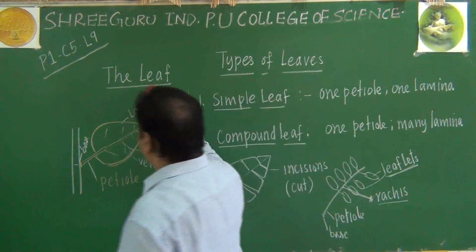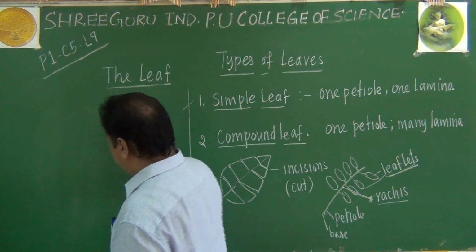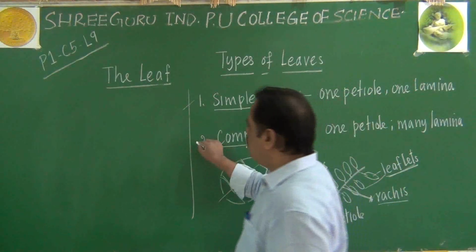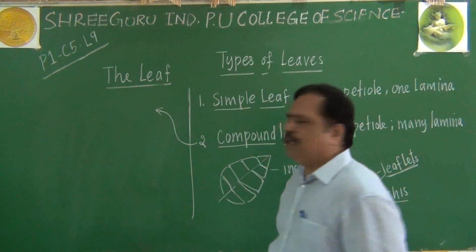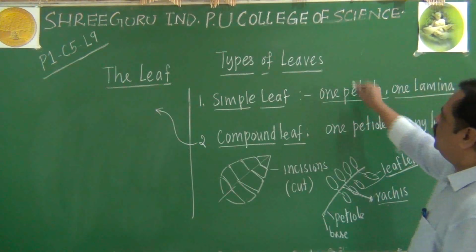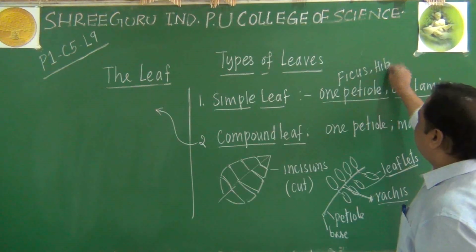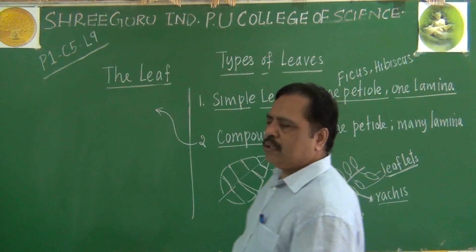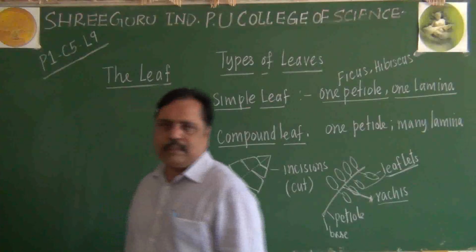Let me come to another point here. In the case of a compound leaf, we can come across two more types. I am now talking about types of compound leaf. In a simple leaf, there are not many types. For simple leaf, what are the examples? One petiole, one lamina: Ficus, or hibiscus, you can write. These are all simple leaves. For compound leaf, there are two types. Two types of compound leaves I am going to discuss.